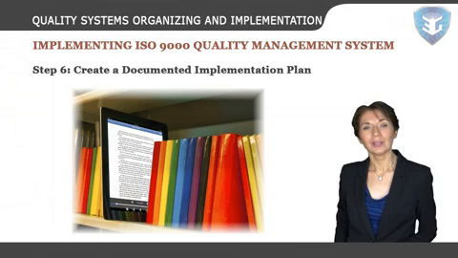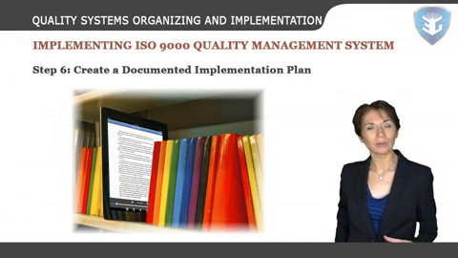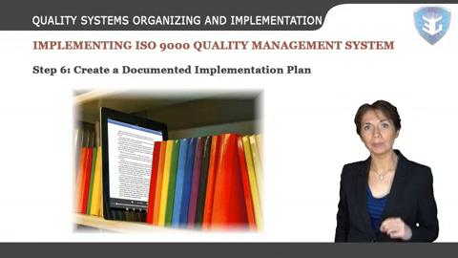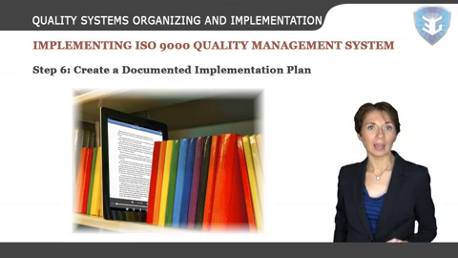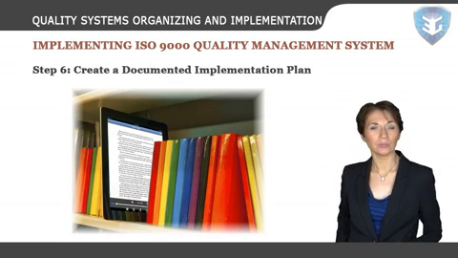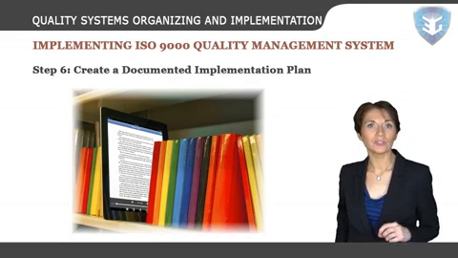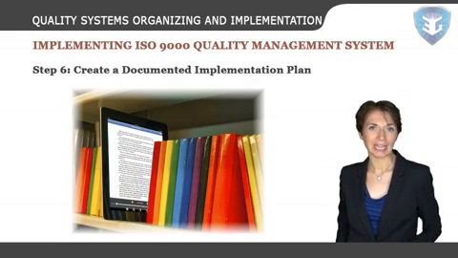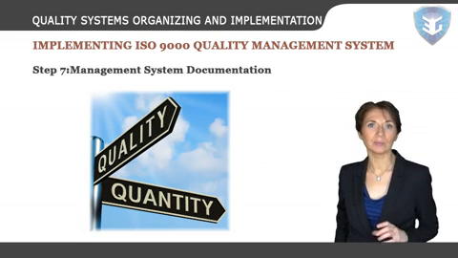Step 6. Create a documented implementation plan. Once the organization has obtained a clear picture of how its quality management system compares with the ISO 9001-2000 standard, all non-conformities must be addressed with a documented implementation plan. Step 7. Management system documentation.